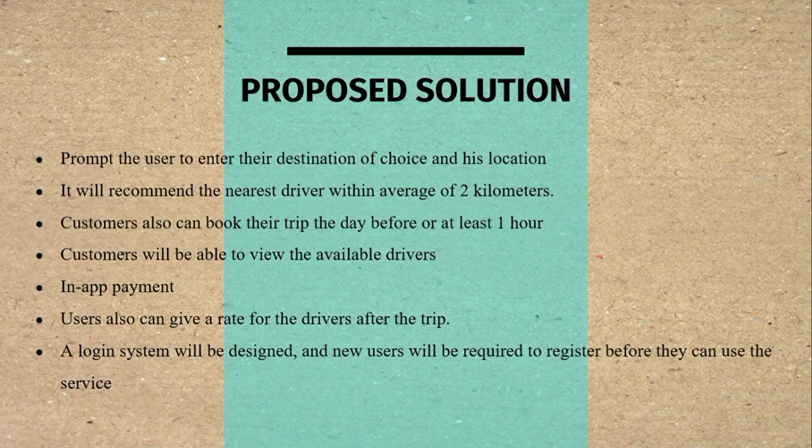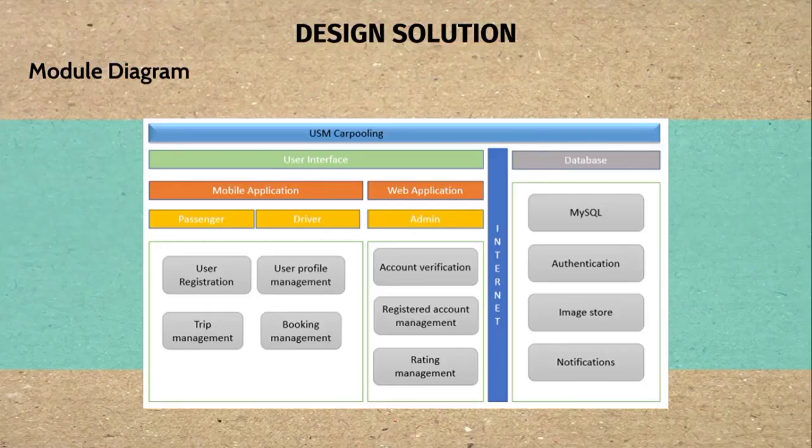Next, this is the overall module diagram. Under the mobile app, there are 4 modules which are user registration, trip management, user profile management and booking management. Under the web app there are 3 modules which are account verification, register account management and rating management. For the database, MySQL will be used for authentication and so on.